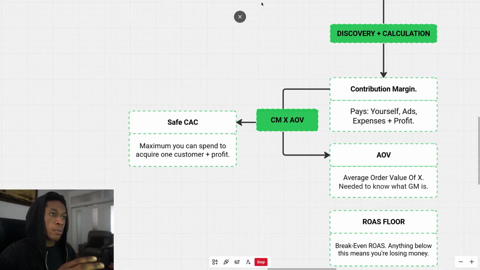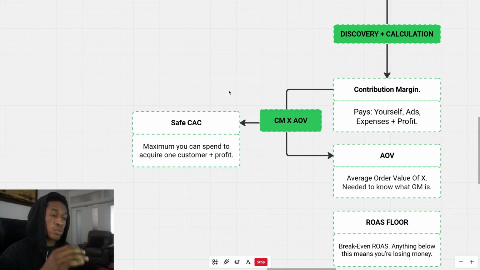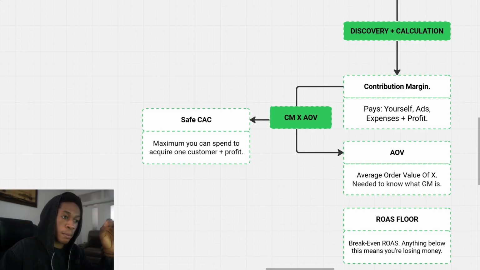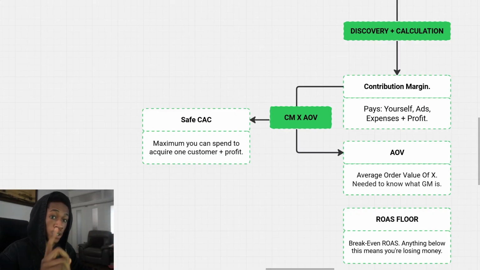Now, we have this scale math calculator thing that we use for our clients to identify the contribution margin, and I'll show you this in a minute. But once again, we use this because we want to be able to identify a safe CAC. This sequence is super important. Without knowing the maximum amount you can spend to acquire one customer, you're just going to be guessing, right?